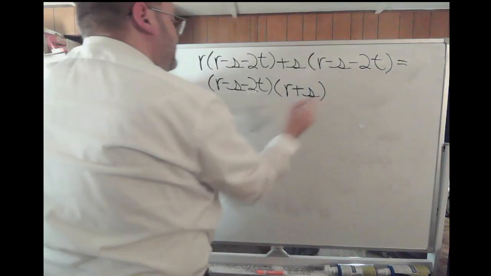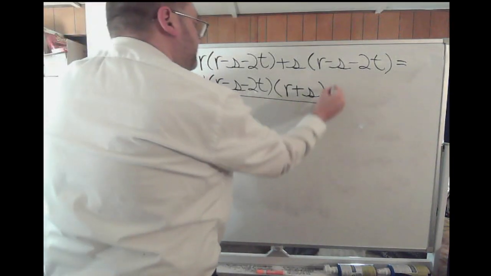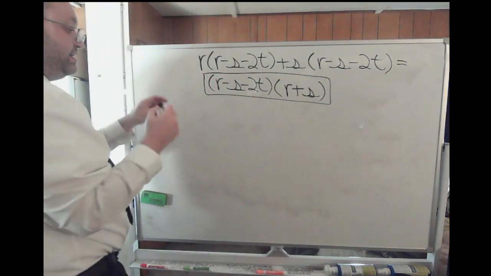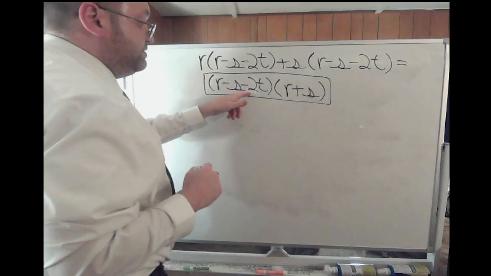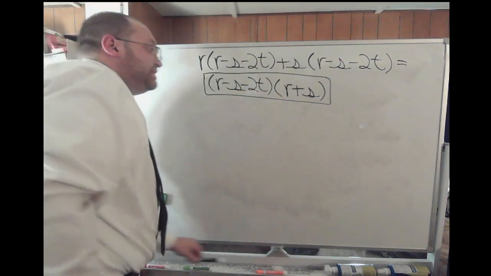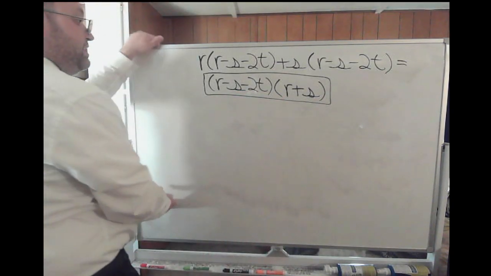And neither of these factor any further, so the answer for your factors is going to be the quantity of r minus s minus 2t times the quantity of r plus s. That's all you would get.